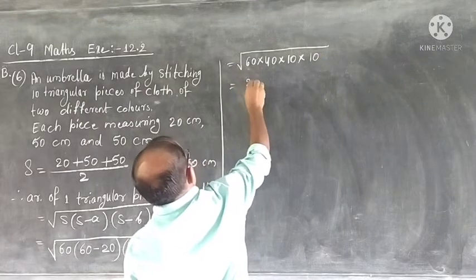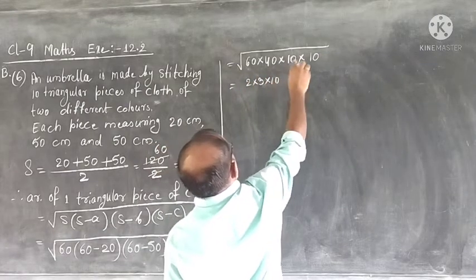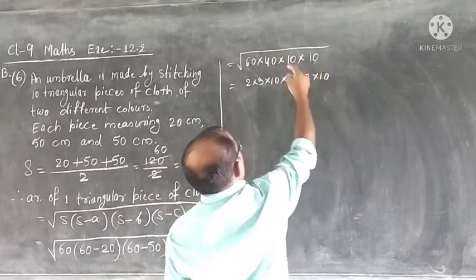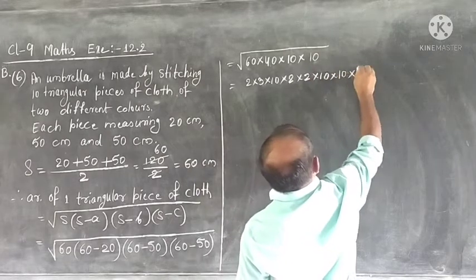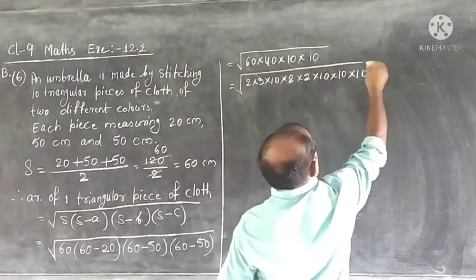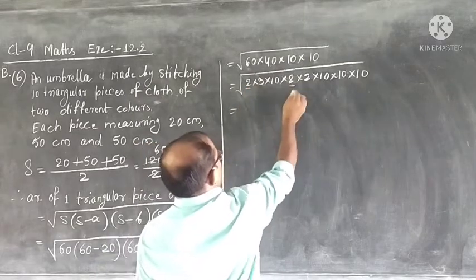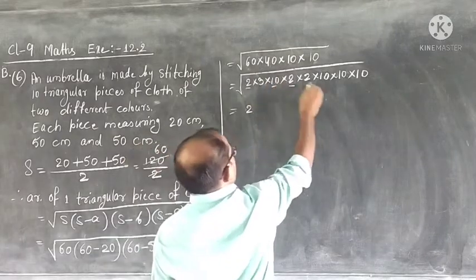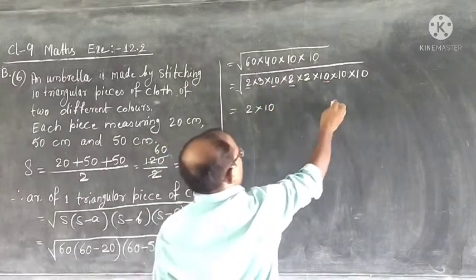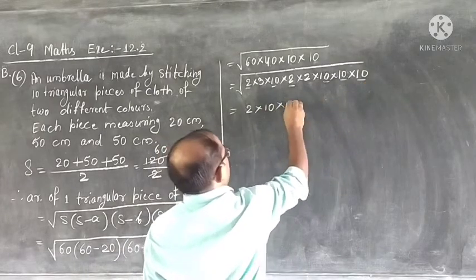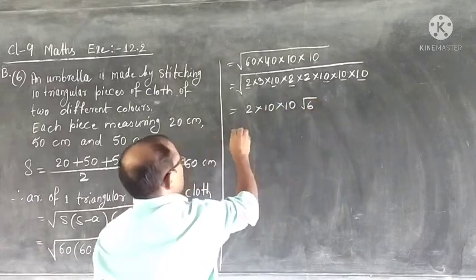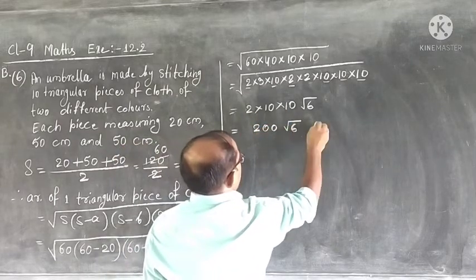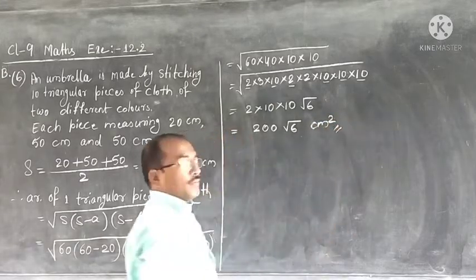So, 60: 2 3s are 6, into 10, let it be 10 because another 10 we will keep. 40: 2 2s are 4, into 10 and 10, the 10s will remain. Why factorize 10 when another 10 is also there? So, 2 2 2 is out, the 2 remains single, 3 also remains single. We can take out 10, another 10 also comes out, and under the root remains 6. So, 10 tens are 100, into 2, 200 root 6 centimeter square is the area of one triangular piece of cloth.